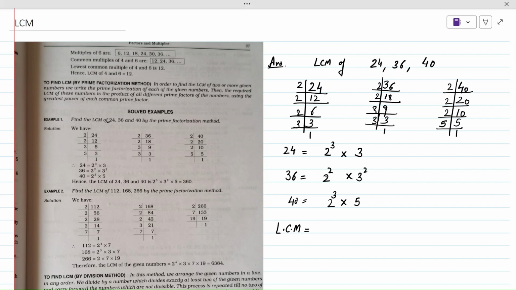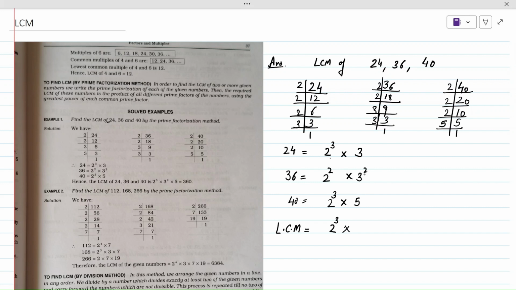So if I see here all the factors of the given numbers, we have 2 common in all the three numbers. 2 is a common factor in all the three numbers. And what I have to take? I have to take the highest power of the common factor. And the highest power of 2 is 3 here, right? Because in 24 the power is 3. In 36 it is 2 raised to the power 2, and in 40 is 2 raised to the power 3. So the highest power is 2 raised to the power 3. For the common factor, we have to take the highest power in LCM. I have taken 2 raised to the power 3.